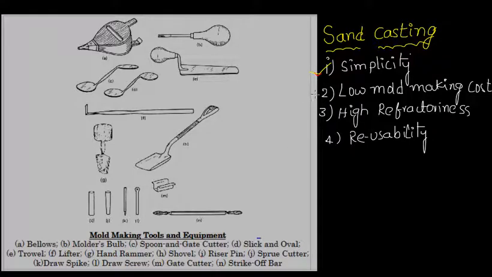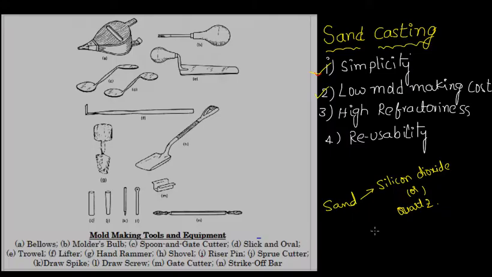And then come to the second characteristic, low mold making cost. Generally in sand casting, mold is made of sand. What is sand? The major component of sand is silicon dioxide. This is also called quartz. Sand is very cheap when compared to other casting processes.